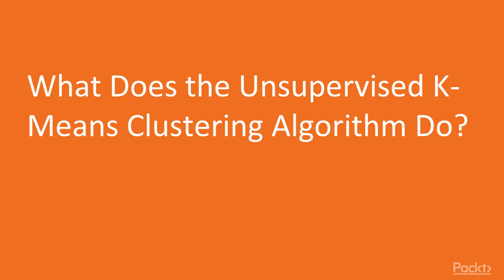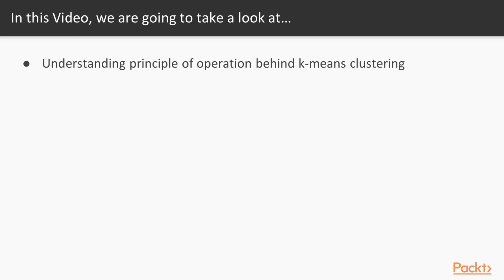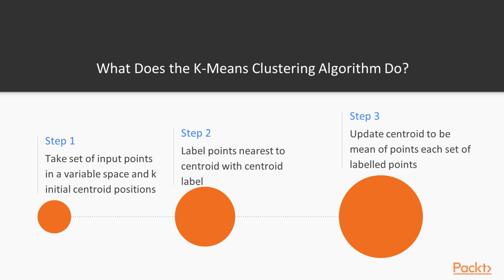So what does the unsupervised k-means clustering algorithm do? We've got just one aim here, and that's to understand the principle of operation behind k-means clustering. So, step 1, we take an initial set of input points, and k, the number k, initial centroid positions. We label the points nearest to each centroid with the centroid label, and we update the centroid to be the mean of the points of each set of labeled points.